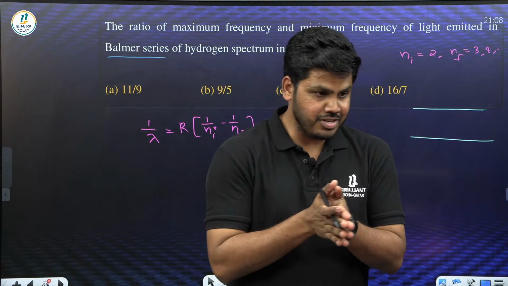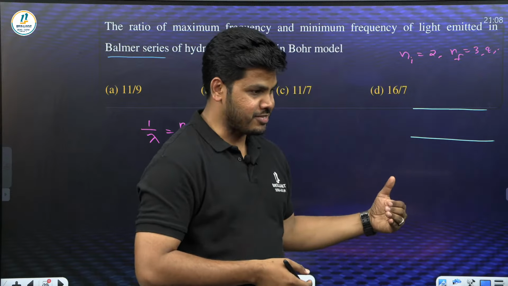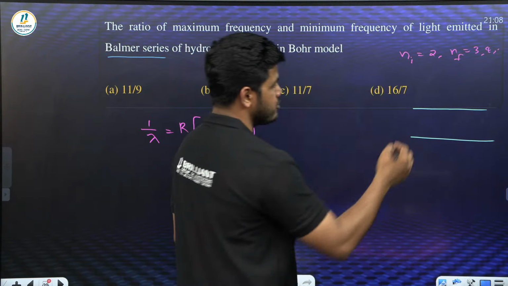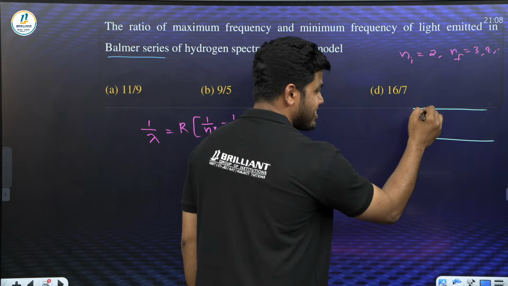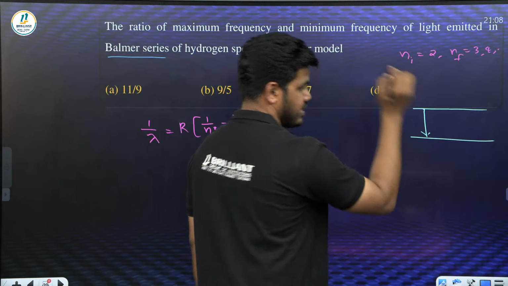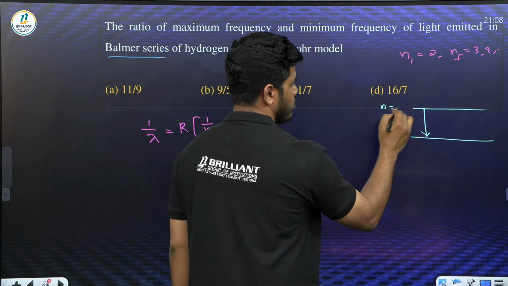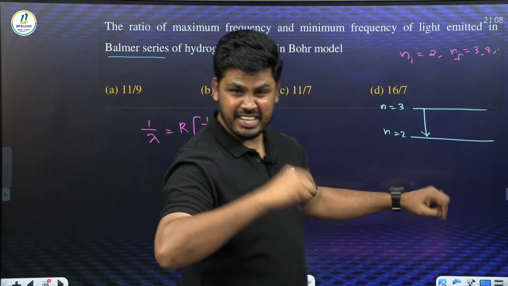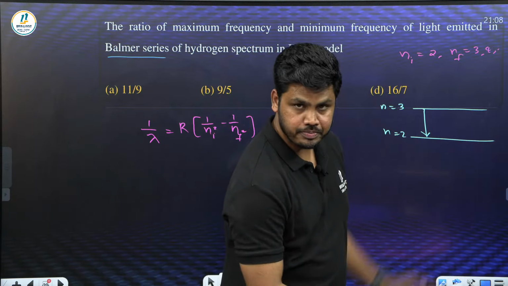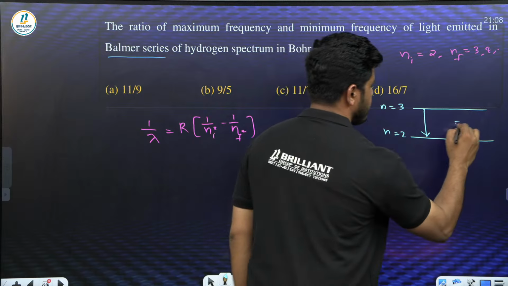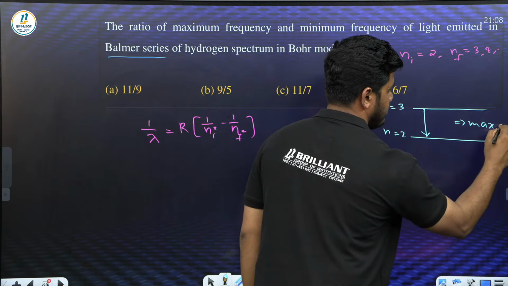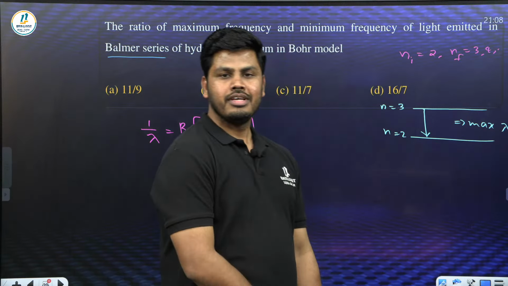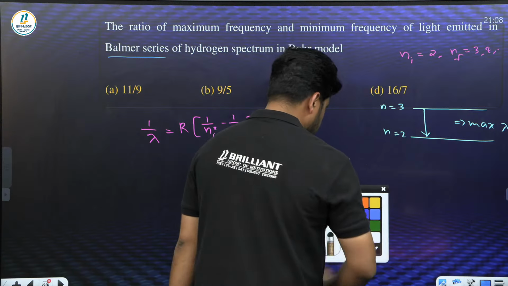Minimum frequency transition is actually minimum energy transition. So it is from the nearest orbit energy level to the second energy level, that is, n is equal to 3 to n is equal to 2. Since it is Balmer series, the nearest possible transition is from 3 to 2. That corresponds to maximum wavelength, right? Maximum wavelength. And what about minimum wavelength?